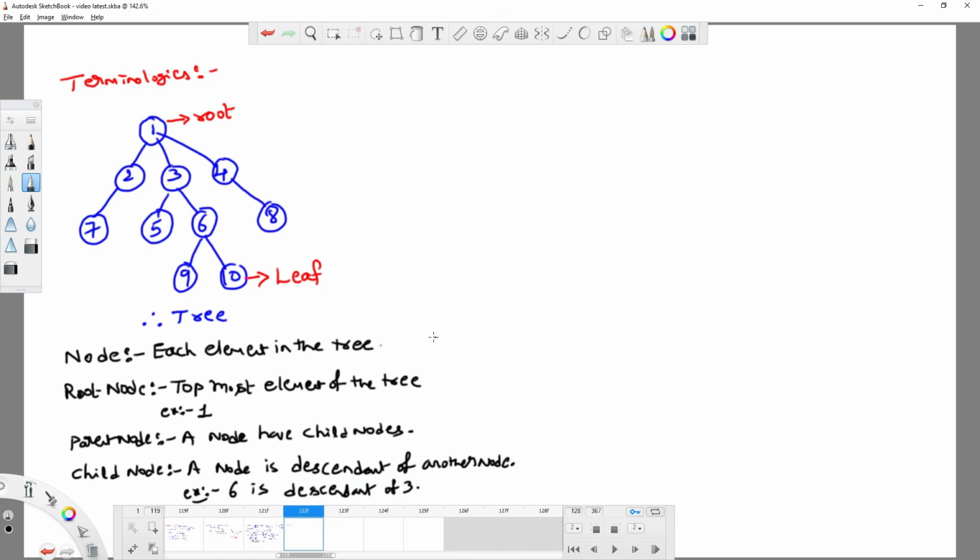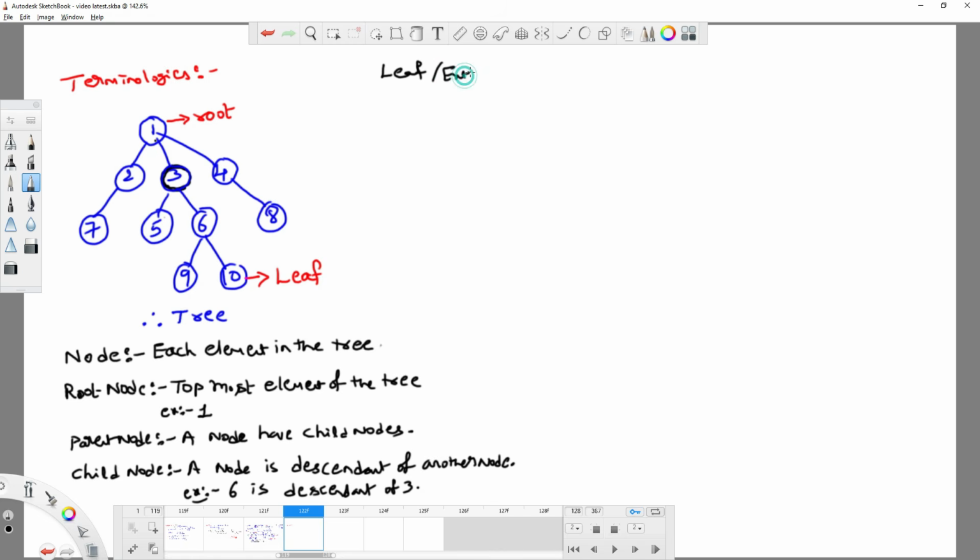Similarly, can you give us an example? 5 is a descendant of 3. Is 3 a descendant of 1? Yes, 3 is a descendant of 1. So based on that, can I say that 3 is the parent of 5 and 6? Can I say that 3 is a descendant of 1? Or I can say 3 is a child of 1? Yes or no? So you can call it in a variety of ways, depending on the scenario or the requirement.